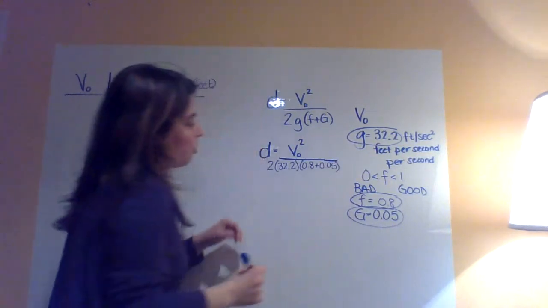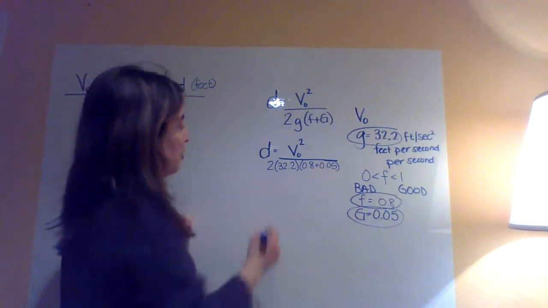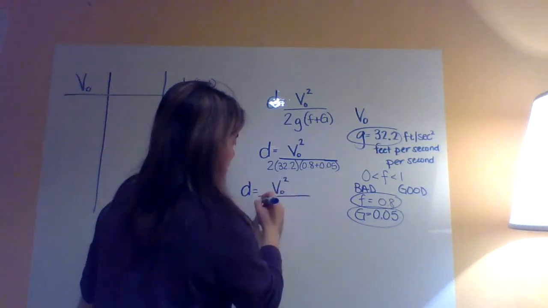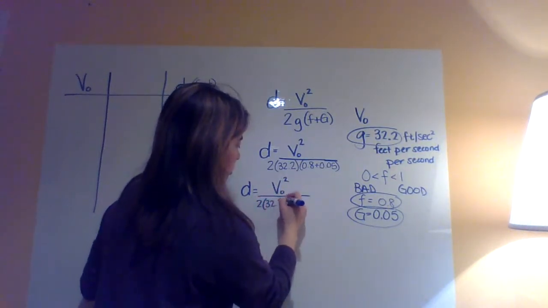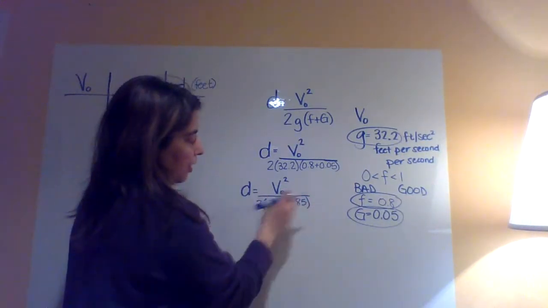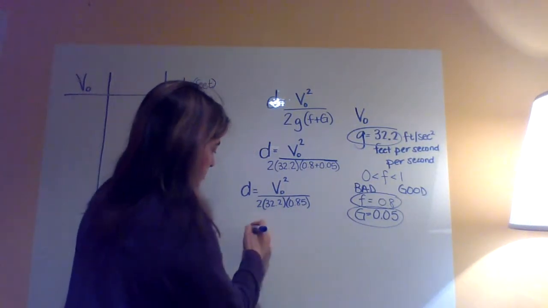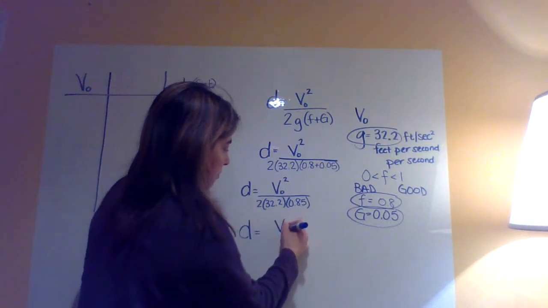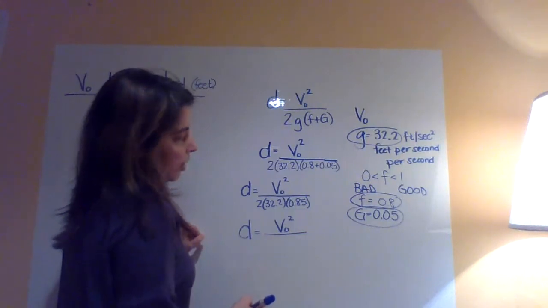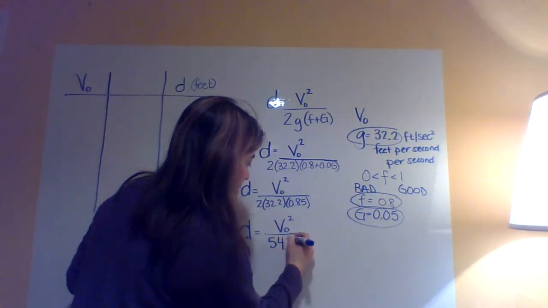Okay, so we know from order of operations we want to do what's in parentheses first, right? So I can make this a little bit simpler by saying 32.2, and then this is 0.85. Now I just have three things that I'm going to multiply. Okay, so we can multiply these together. Hopefully you have gotten 54.74.